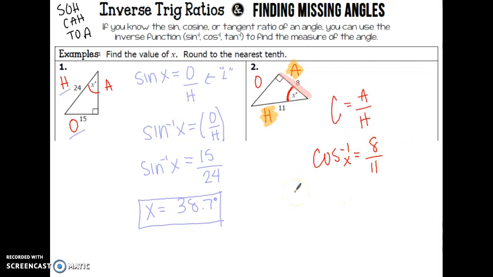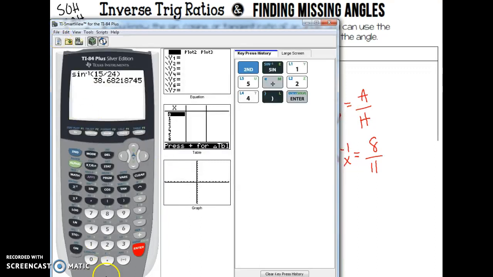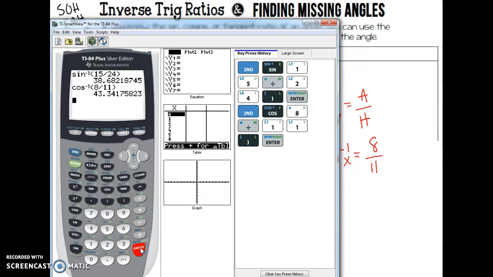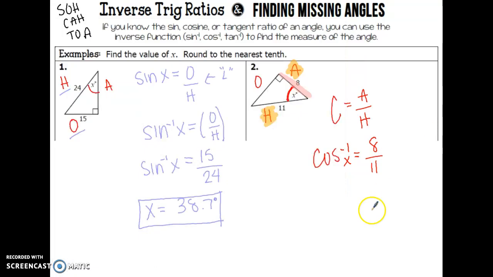So again, that's pretty simple. We do have to find the inverse because we are looking for our angle. So I'm going to come over here and I am going to say second. And since I am using the cosine, I'm going to go second cosine, then it was 8 divided by 11. Close that parentheses, and our answer should have been 43.3. So the degree of x is just 43.3 degrees.